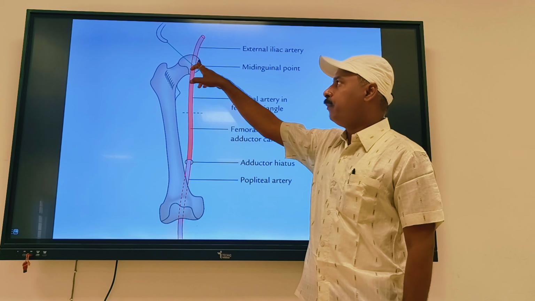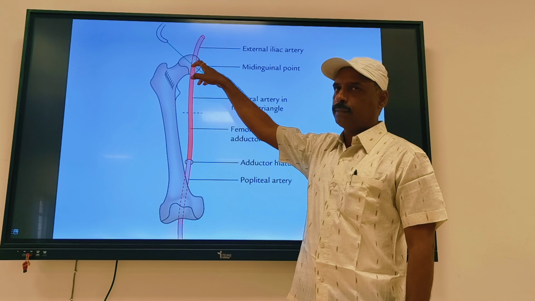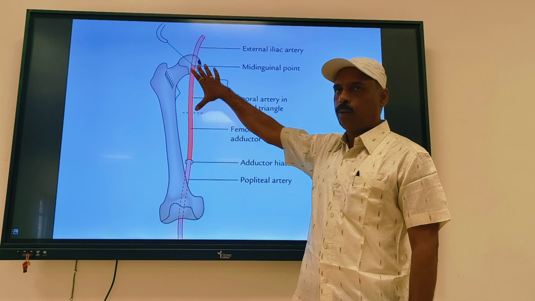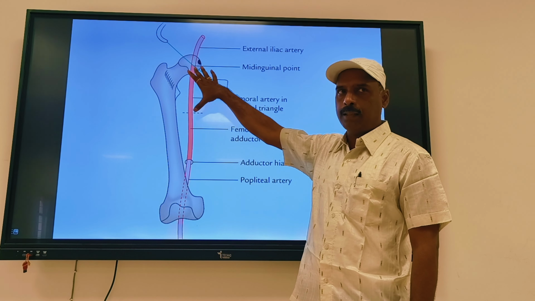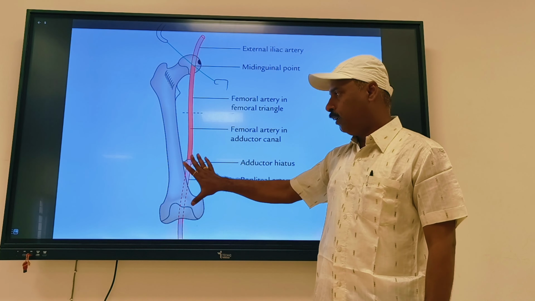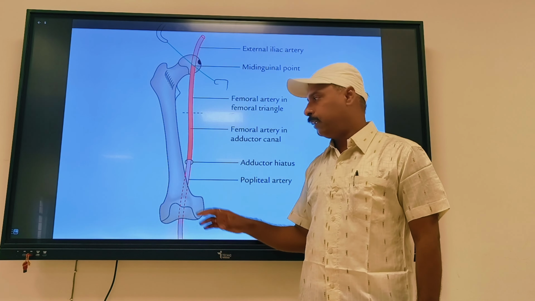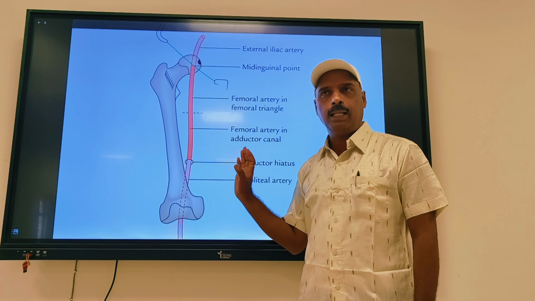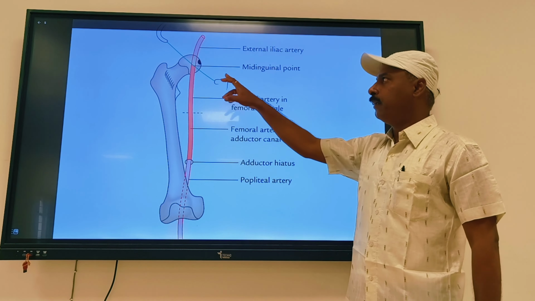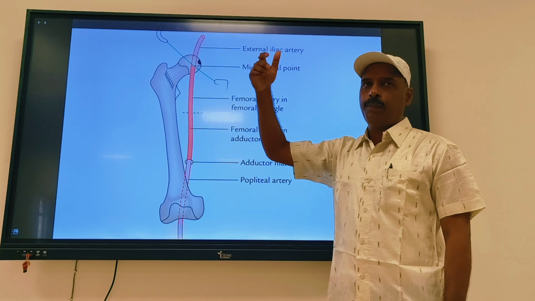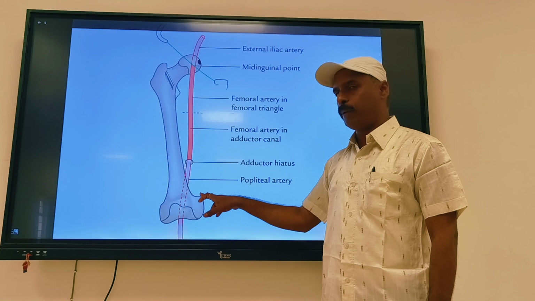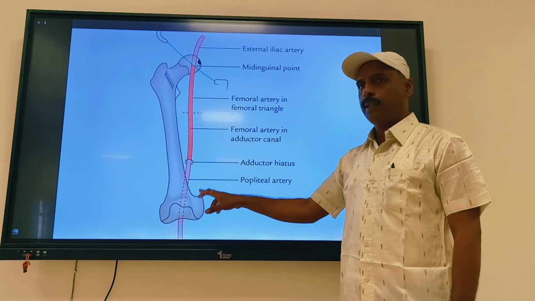Here I have told the midpoint of the inguinal ligament. And this is the external iliac artery, femoral artery. This is the course of the femoral artery in the femoral triangle. And this is the part where the femoral artery is in the adductor canal. The lower part, which we are going to get, is the popliteal artery. So this is one diagram you can practice. And you can even make the surface marking points of the femoral artery. Mid-inguinal point is the first point. The second one is the adductor tubercle. We can draw this adductor canal.